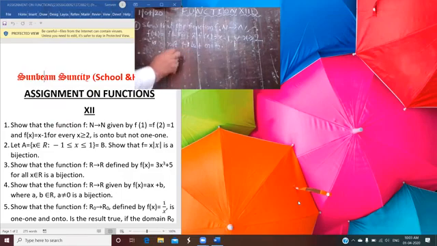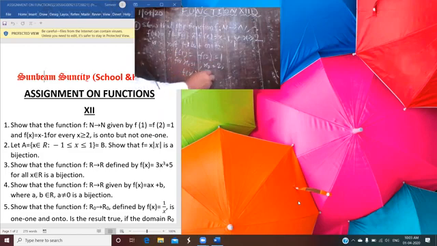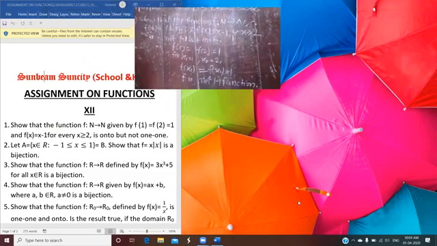Since f(1) = f(2) = 1, it shows that for x1 = 1 and x2 = 2, f(x1) = f(x2). Here you see that f(x1) and f(x2) are equal, and that is equal to 1. So you can say that f is not a one-one function. In this way, you prove that f is not a one-one function.